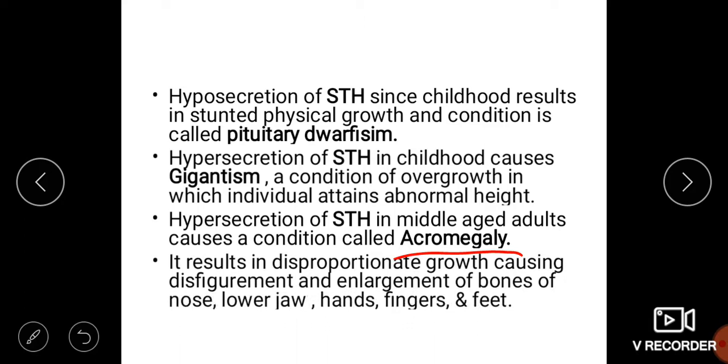It results in disproportionate growth causing disfigurement and enlargement of the bones of the nose, lower jaw, hands, fingers, feet, etc. That means if growth hormone is produced in greater quantity in a middle-aged individual, all other parts of the body grow normally, but they will have massive jaws, a larger nose, and forelimbs longer than their hind limbs, giving a gorilla-like appearance. All these symptoms together come under acromegaly.